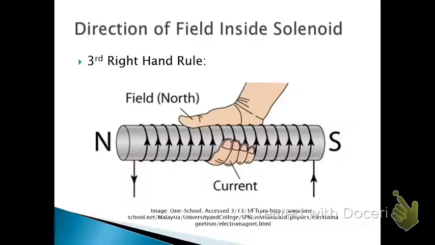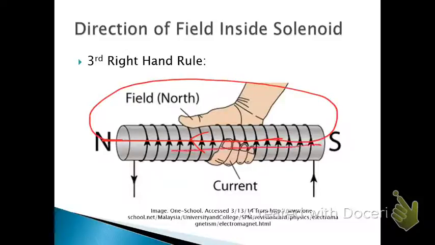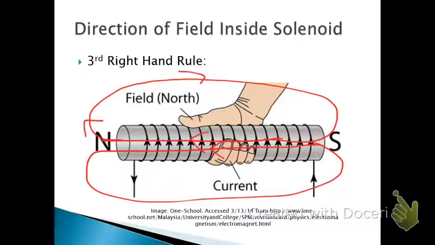Now, to figure out the direction of this field, you just use what's called the third right-hand rule. This time, I've got current moving in a circle, so I can wrap my fingers around that circle, and the direction my thumb is pointing is the direction that the field lines inside this solenoid are going to be pointing. So, with a circular loop, I get a straight magnetic field through the middle, and then it loops back just like a bar magnet on the outside of the solenoid.